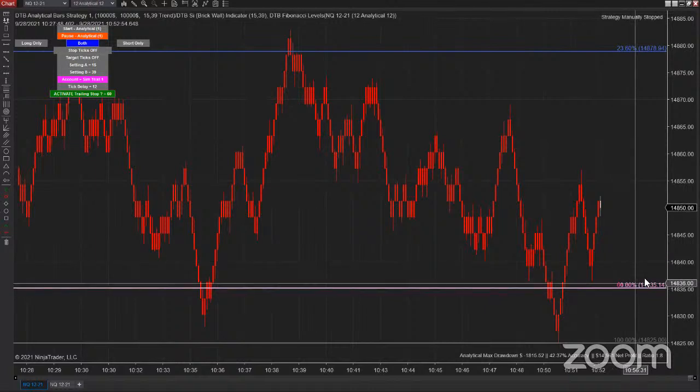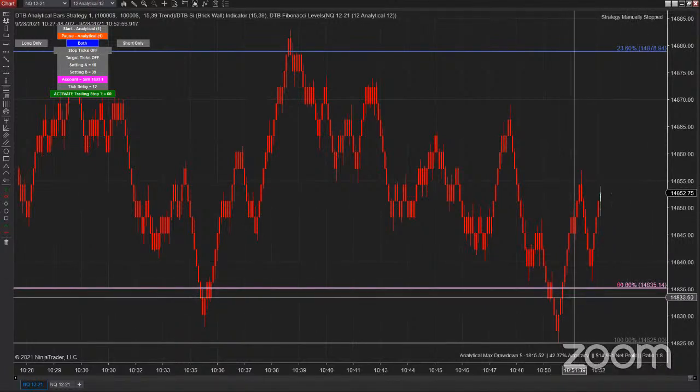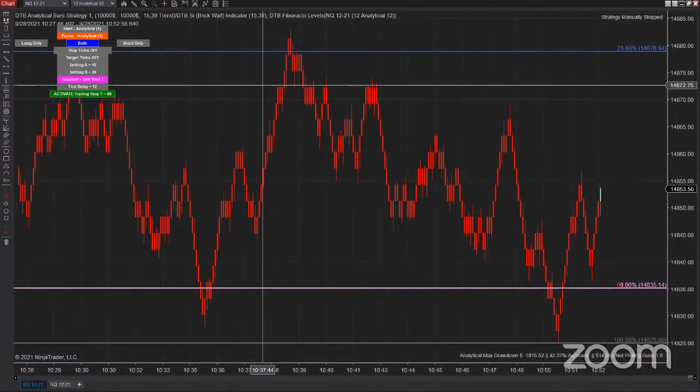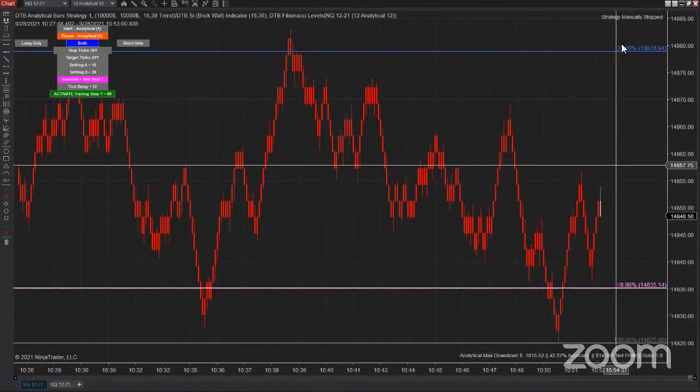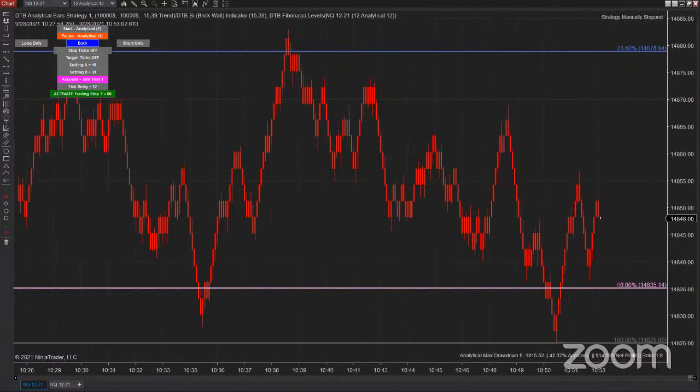But again, we've looked like we've consolidated above this 61.8. So we're in kind of a no man's land at the moment, where it's just bouncing between these 2 fib levels.